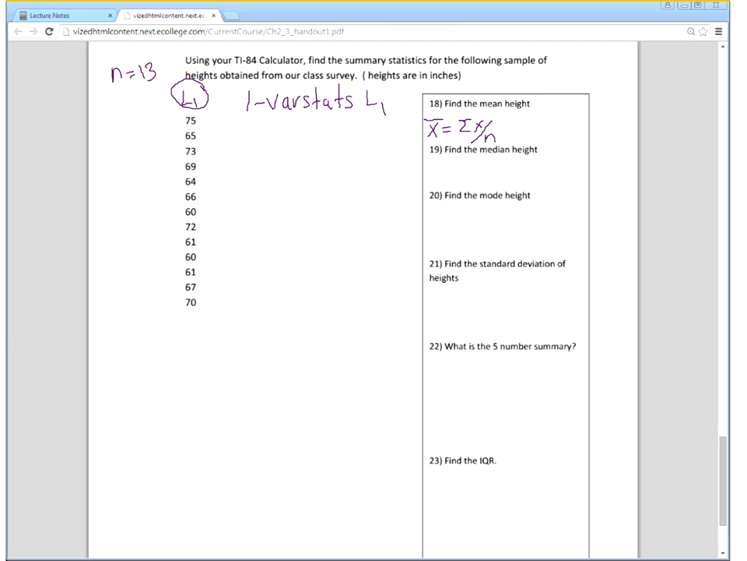Okay, so now I can go over here and say, okay, I know my mean is, I think what was it, 66.3846. So we have to figure out how to round this. So how do you think you round this?